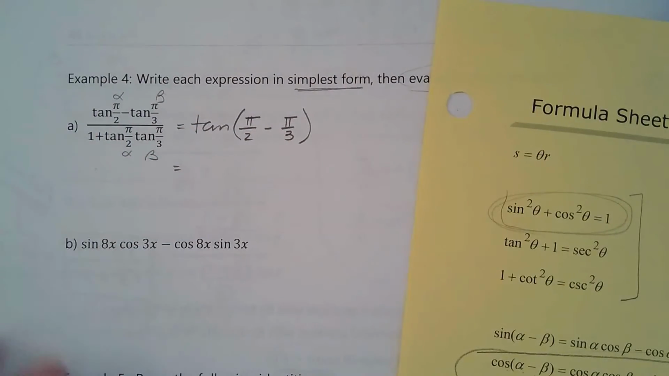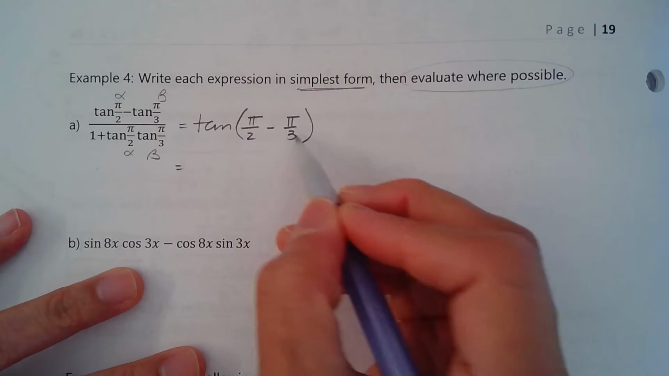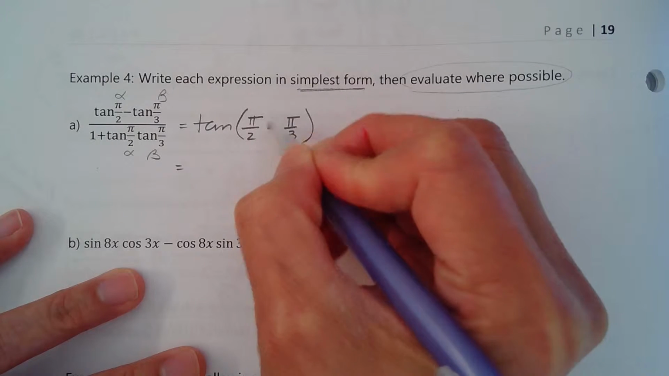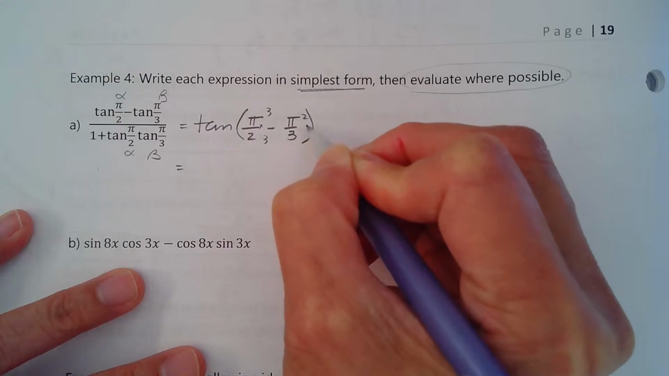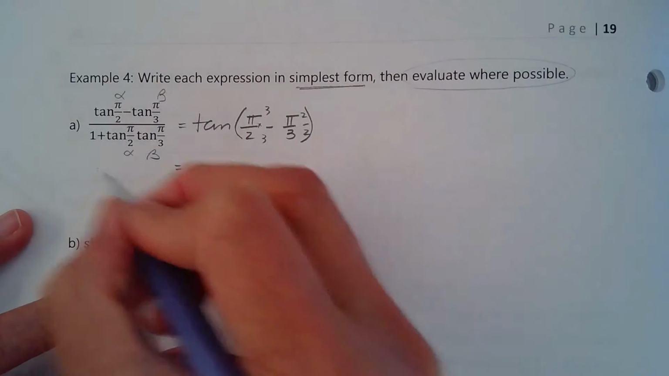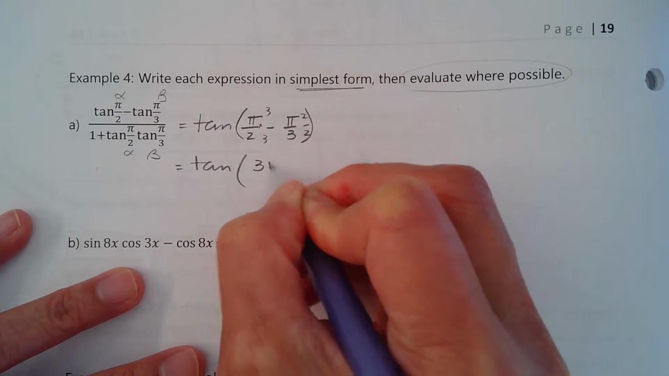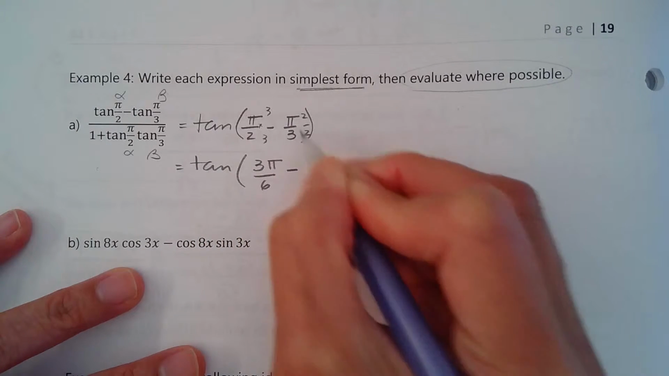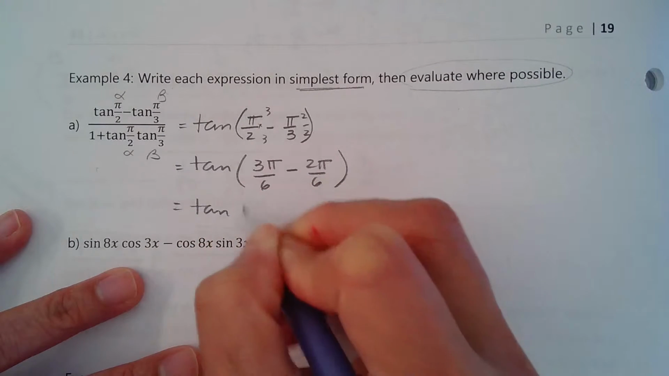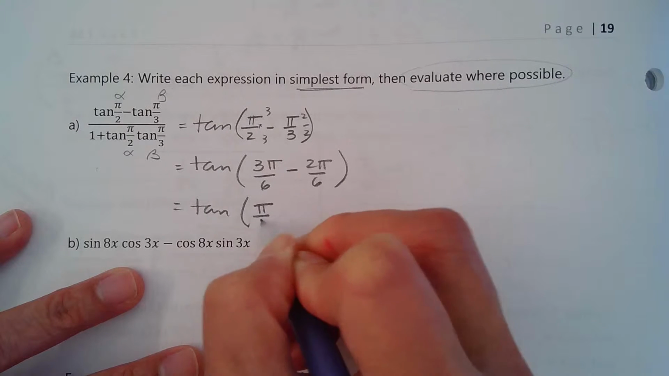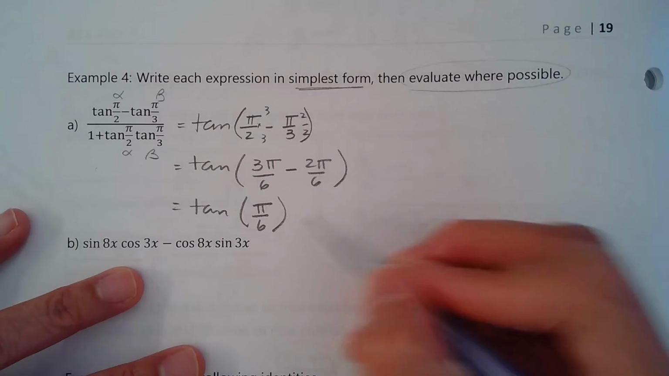And then we can certainly simplify that further, make it under one angle. So we're going to multiply this by 3/3, and this we're going to multiply by 2/2. So that's going to be tan of 3 pi over 6 minus 2 pi over 6, so that's going to be tangent of pi over 6.